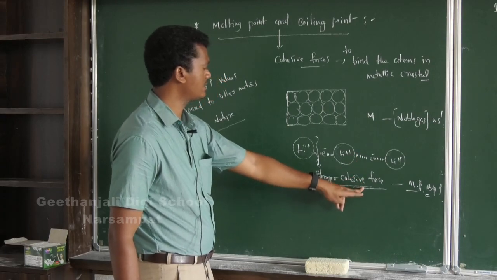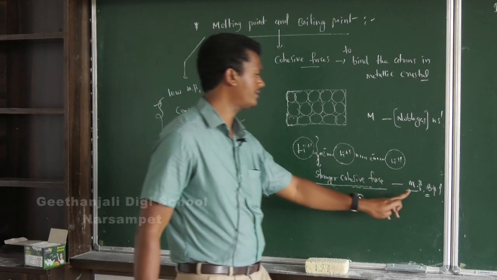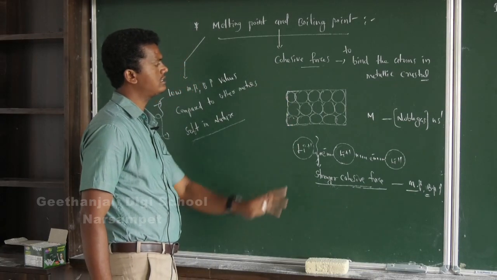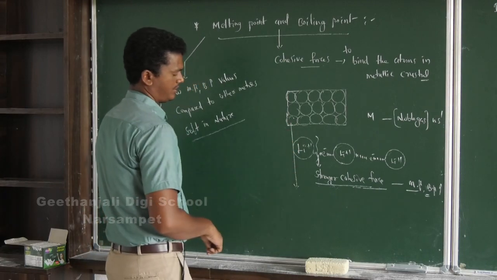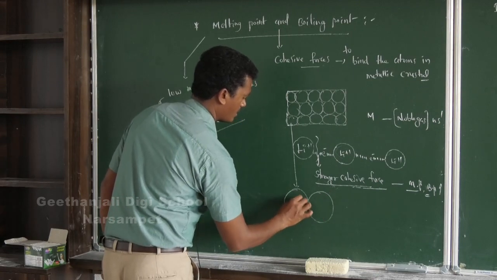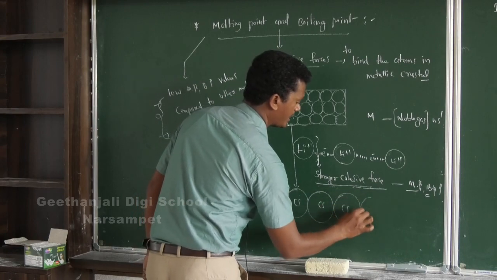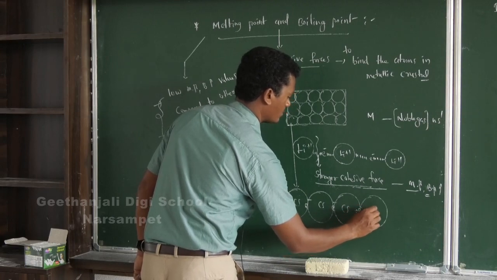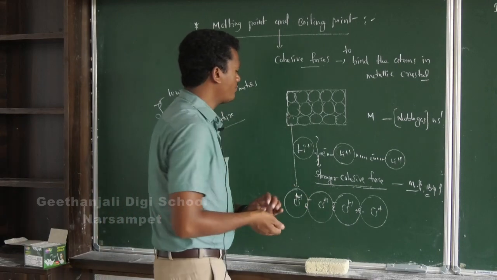If the cohesive forces are strong in the metallic crystal, the melting point and boiling point will be higher. This cohesive force depends on the size of the metal. On moving from top to bottom, the size of the metal increases. Consider the large-sized cesium. The cohesive forces decrease with the electron we have here. So cohesive forces decrease.